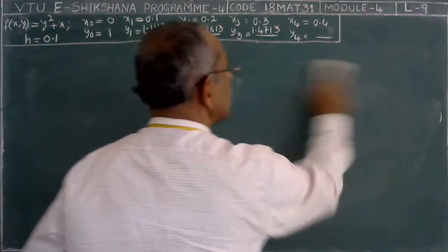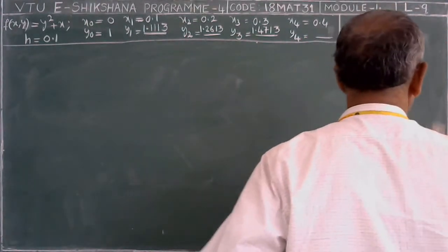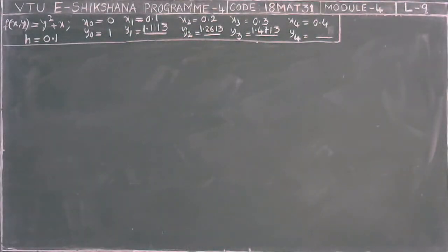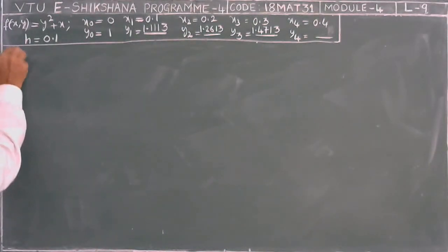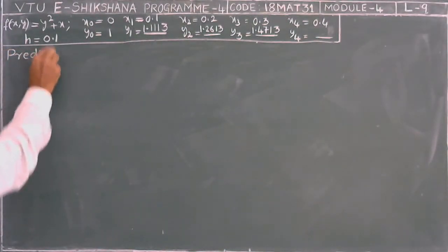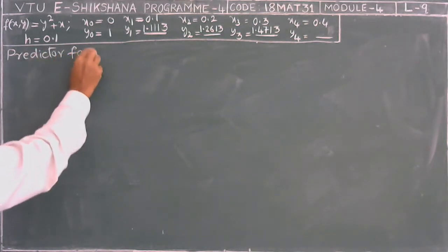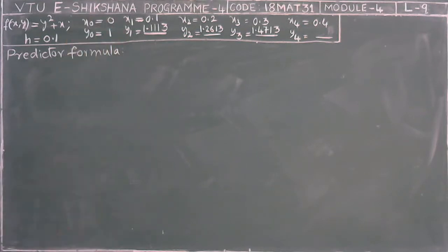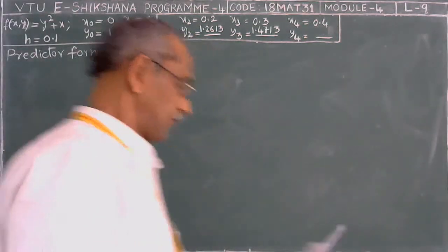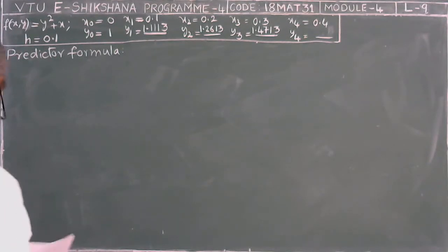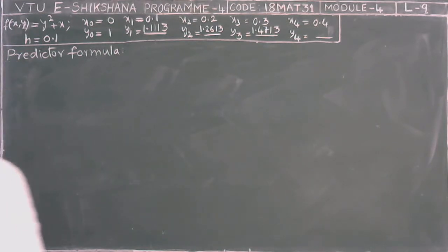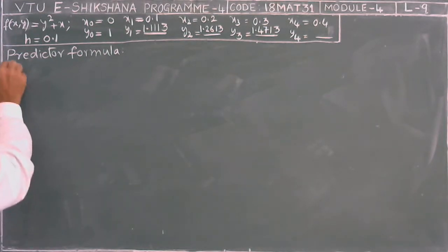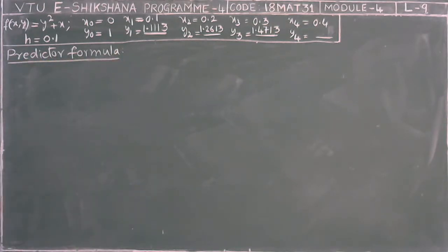So let me first predict the value of y at x equal to 0.4 by the predictor formula, the predictor formula of Adams-Bashforth. Okay. What is the predictor formula?